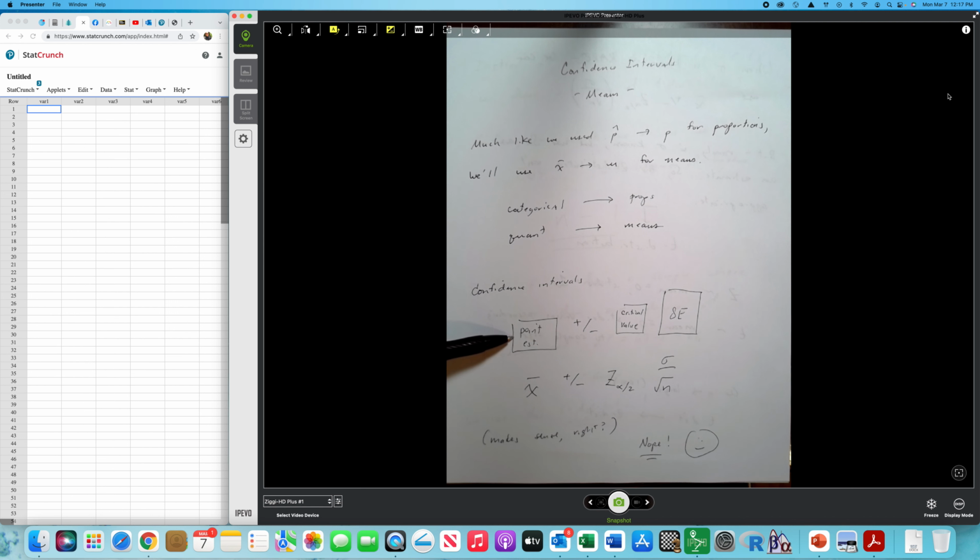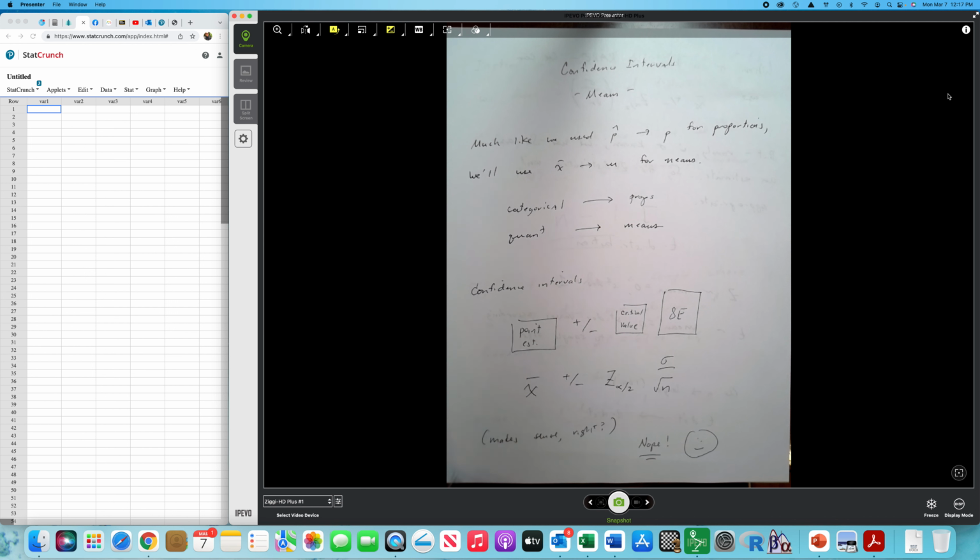They have a point estimate. Now for proportions, this is p hat. Then they have plus or minus a critical value. For proportions, this was a z alpha over 2. And then you have your standard error for proportions. This was the square root of p hat times 1 minus p hat over n. All of it was under the square root.